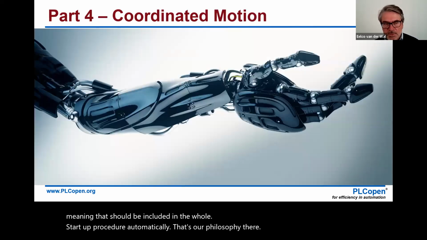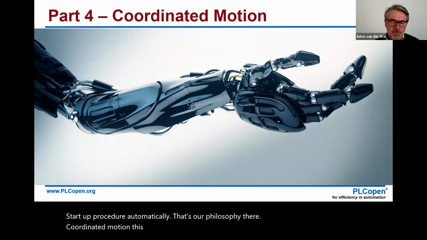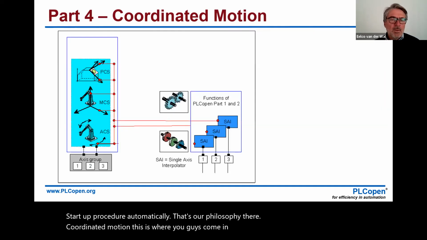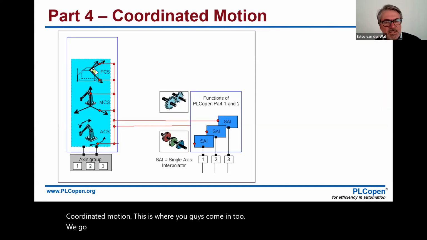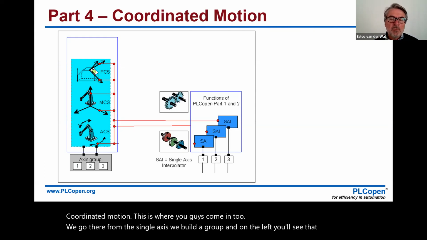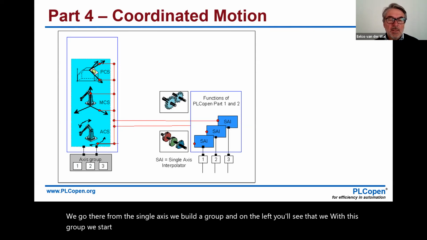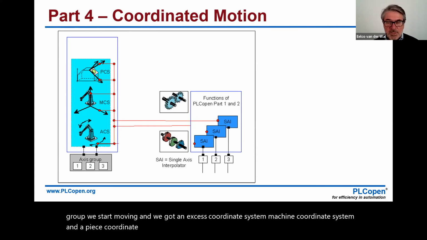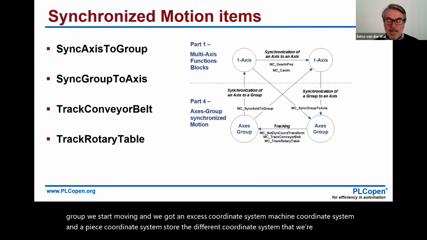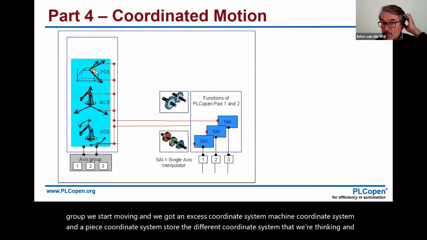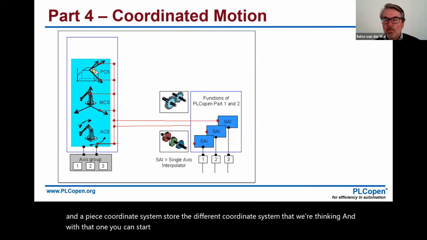Coordinated motion. Oh, this is where you guys come in too. We go there from the single axis, we build a group, and on the left you see that with this group we start moving, and we got an axis coordinate system, a machine coordinate system, and a piece coordinate system. So the different coordinate systems that we think in, and with that one you can start moving the robot with the commands that you already saw in that sense.